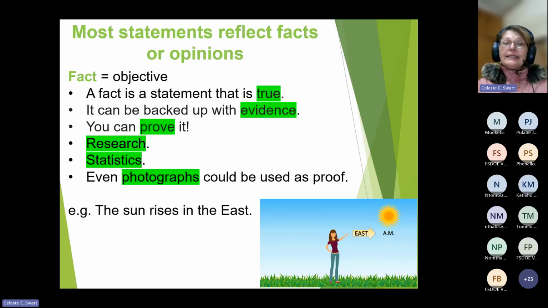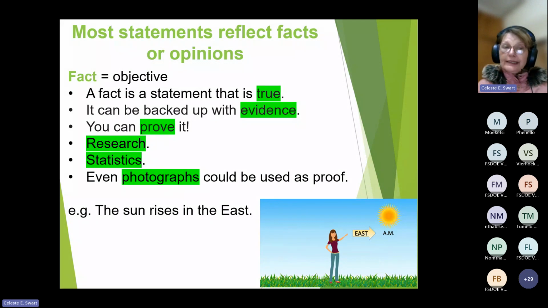Most statements reflect either facts or opinions. So what is a fact? A fact is objective. If something's objective, it means that I can state something without allowing my emotions to get involved. I say exactly what it is, and a fact is usually linked almost to things like literal language, where it says exactly what it's telling you. It's a statement that is true. It can be backed up with evidence.